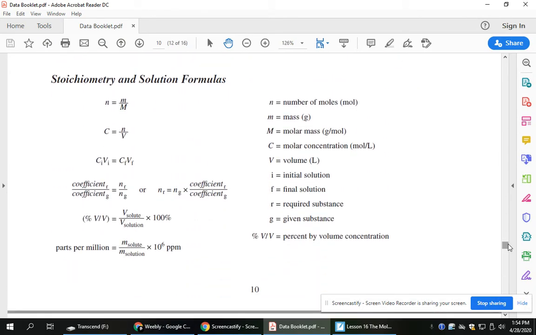Near the bottom, there's this section called stoichiometry and solution formulas. What we're starting to practice is something called stoichiometry that you practice more in grade 11. And we're specifically interested in the first formula, n equals m over M. And we have over here what all of those things mean. Specifically for this question, molar mass. And it has the units right at the end, grams per mole.